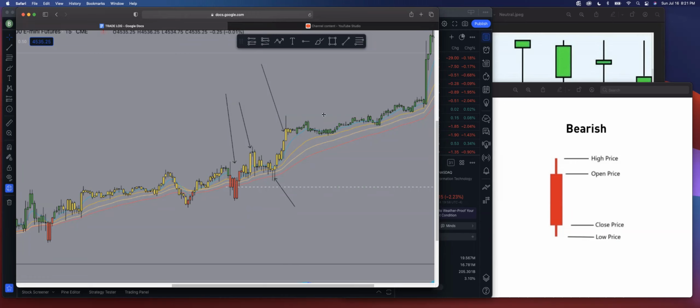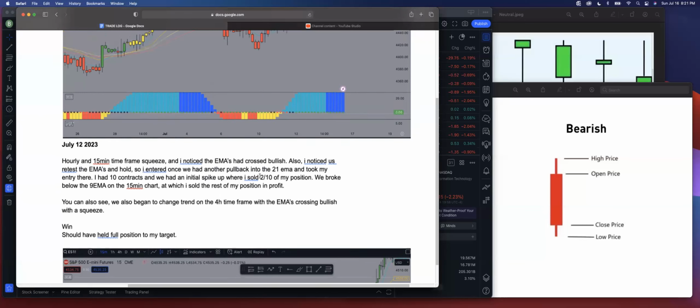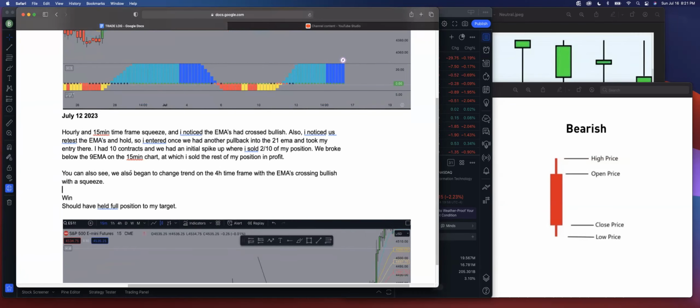And then we had CPI the next day, and I didn't want to hold through it, but this was right near the close. That's why you see these candles getting really small. But yeah, so that's basically what happened. This is how I track all my trades. So I break it down. I talk about how many contracts I had, how I scaled out, broke below the 9 EMA, sold them. You can see we also began a trend change on the 4-hour time frame with the EMAs crossing bullish with a squeeze. Okay, win. And then I put a little side note: should have held to my target.